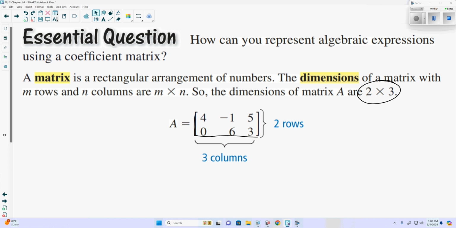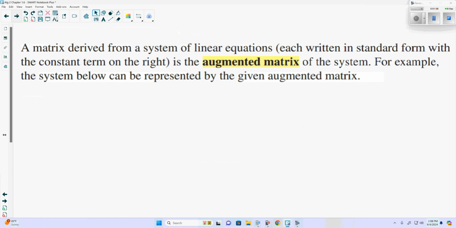Questions on this here? All right. A matrix derived from a system of linear equations, each written in standard form with the constant terms on the right, so x, y, z on one side and numbers on the other, or x, y on one side and numbers on the other, is called an augmented matrix.